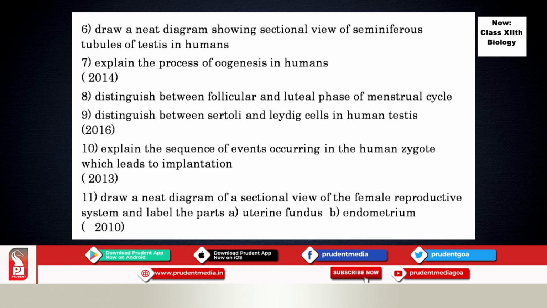So, here it is asked the follicular phase and the luteal phase. Then distinguish between the Sertoli cells and the Leydig cells. What is the difference? The Sertoli cells are positioned inside the seminiferous tubule, whereas the Leydig cells are in the interstitial tissue. Sertoli cells are involved in giving nourishment to the maturing sperm, whereas Leydig cells are involved in secretion of hormones. Then explain the sequence of events occurring in the human zygote which leads to implantation.